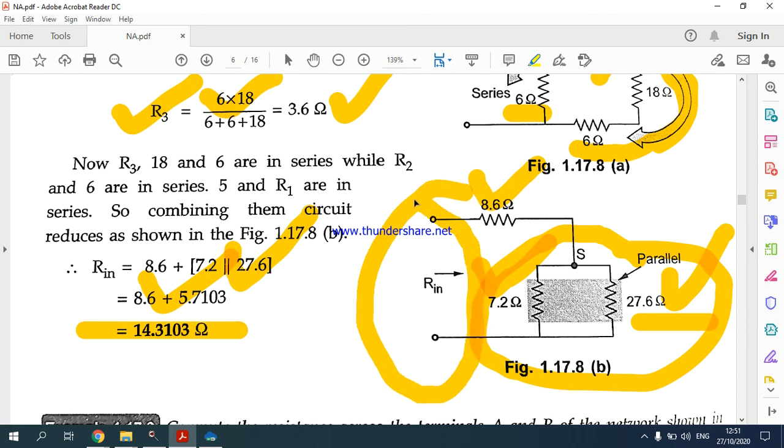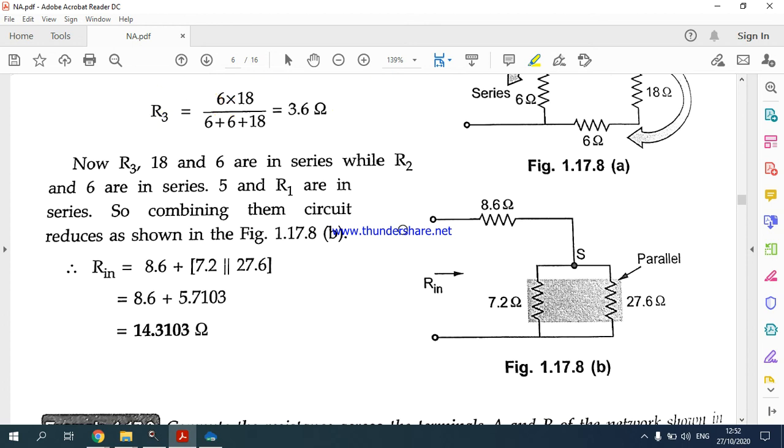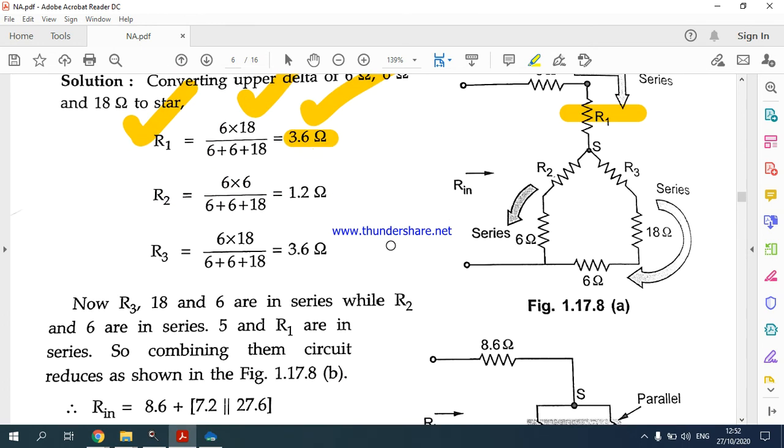Actually, in your problem, what are you trying to find out? What are you calculating? You are trying to find out the input resistance R in, right? Now you got R in. I hope this problem is clear. Any doubts? Should I repeat it once again? Okay, fine. I will repeat this.